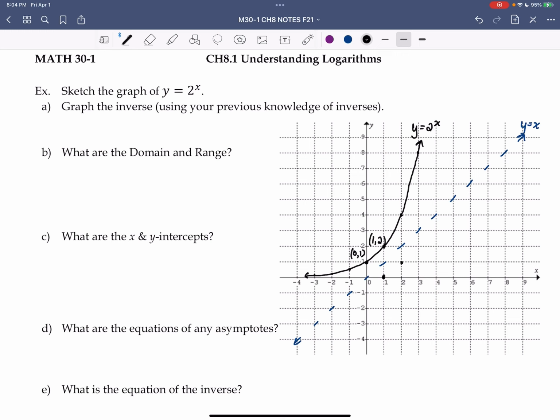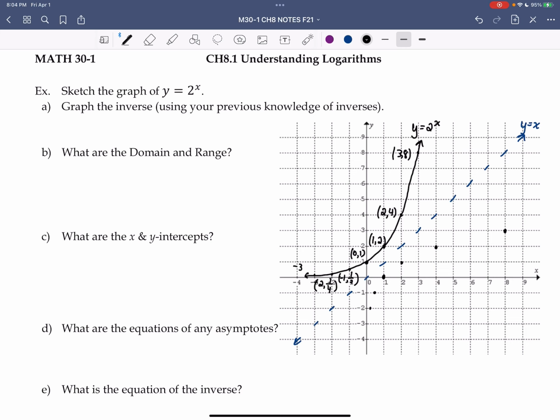On the original function, we have the point 2, 4, switch x and y, that gives us 4, 2, which would be here. Then we have the point 3, 8, switch x and y, that gives us 8, 3. On the left side, we have the point negative 1, 1/2, which gives us the point 1/2, negative 1. Then we have the point negative 2, 1/4. Switch x and y, that gives us 1/4, negative 2.